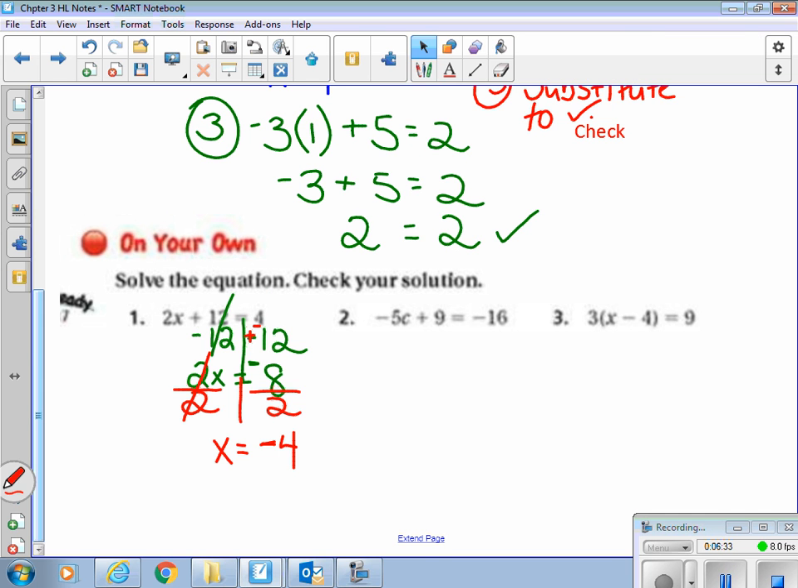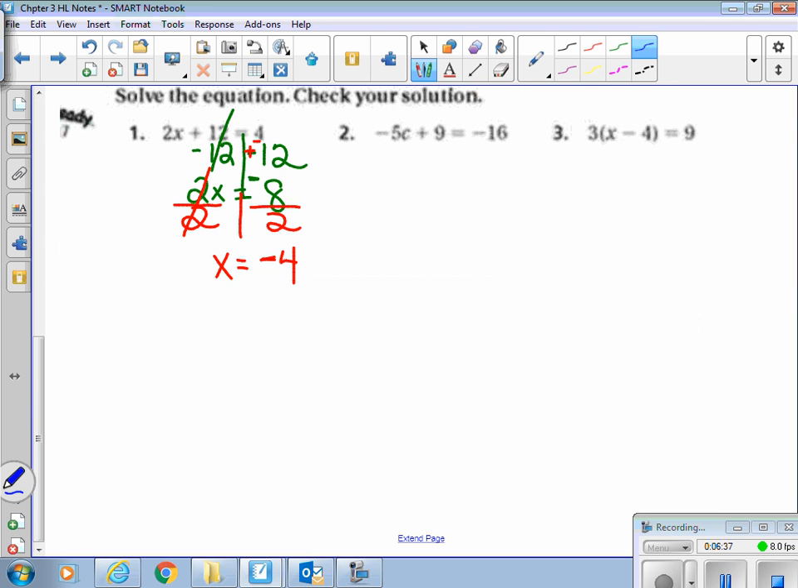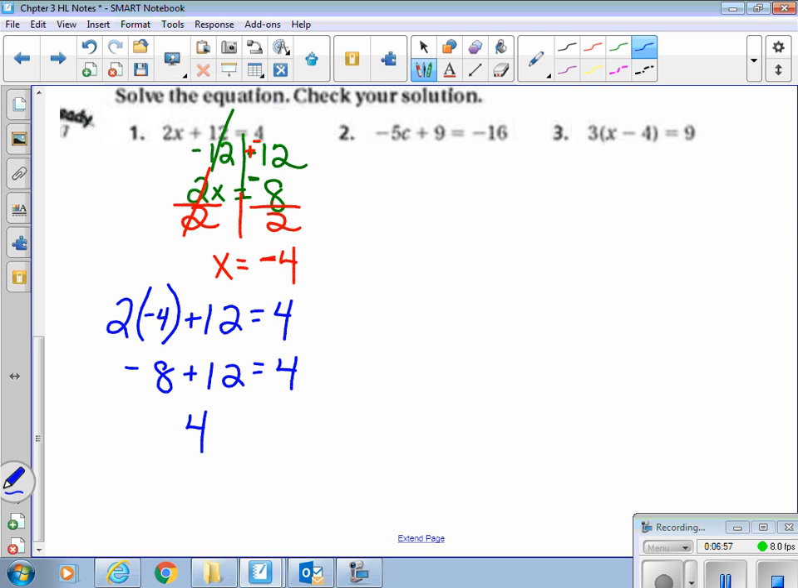I'm then going to substitute to check, always checking our answers. So we've got 2 times x, which is now a negative 4, plus 12 equals 4. Multiply first, giving me a negative 8, plus 12 is equal to 4. Here your signs are different, therefore you find the difference. The difference between 12 and 8 is 4. Taking the sign of the higher absolute value, which would be that positive 12. 4 is equal to 4 is a true statement, therefore it checks out.